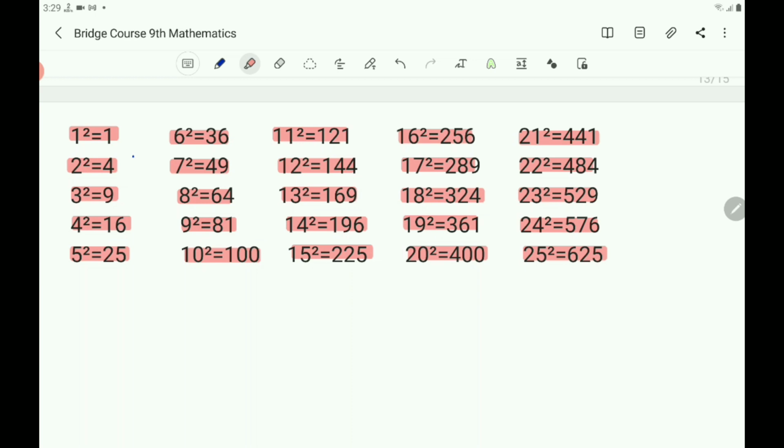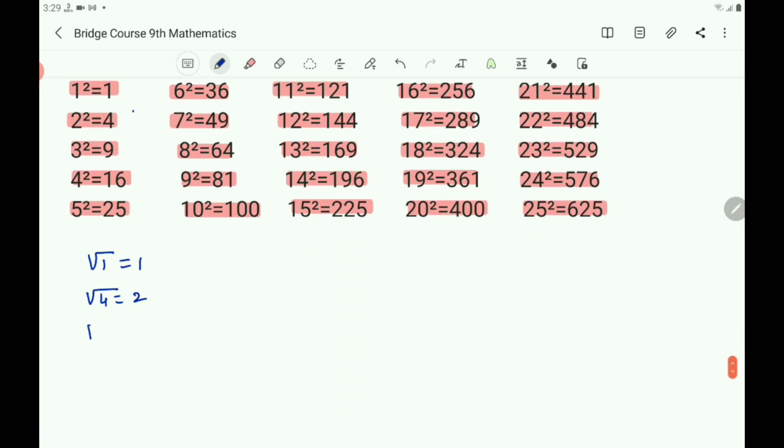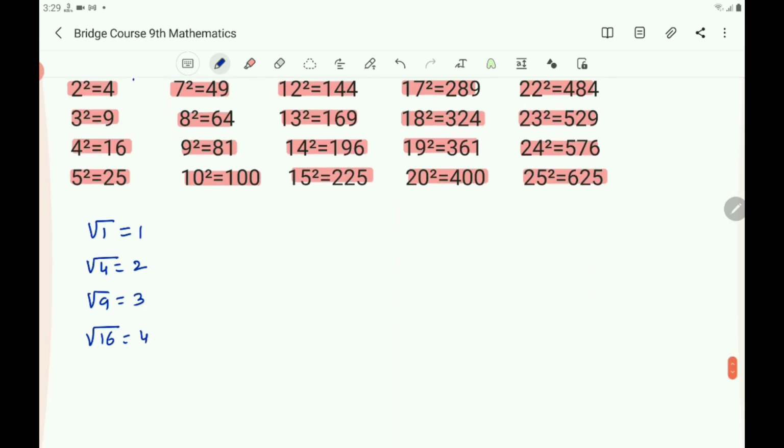And in the reverse manner, you can write square root of 1. Here, for square root of 1, you must remove the square. Then square root of 1 equals 1. Square root of 4 equals 2. Square root of 9 equals 3. Square root of 16 equals 4. Square root of 25 equals 5.